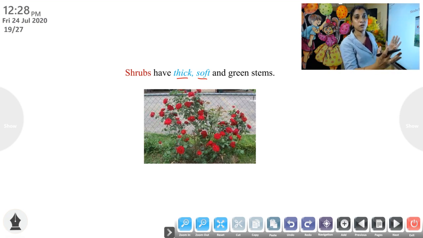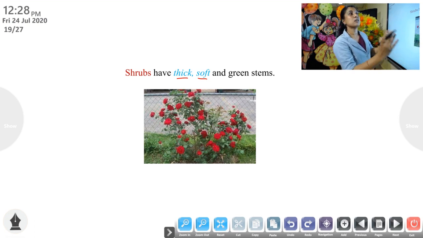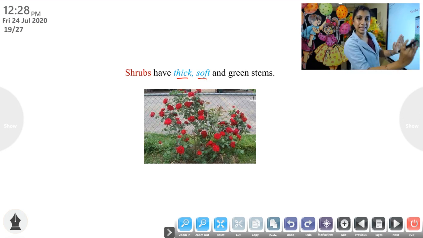Small bushy plants are called shrubs. We learned in 2nd standard. Right? Small bushy plants are called shrubs. The shrubs have thick and soft green stems. What about trees? Trees have very hard, thick and woody stems, that is called trunk. Here shrubs have thick and soft stems.